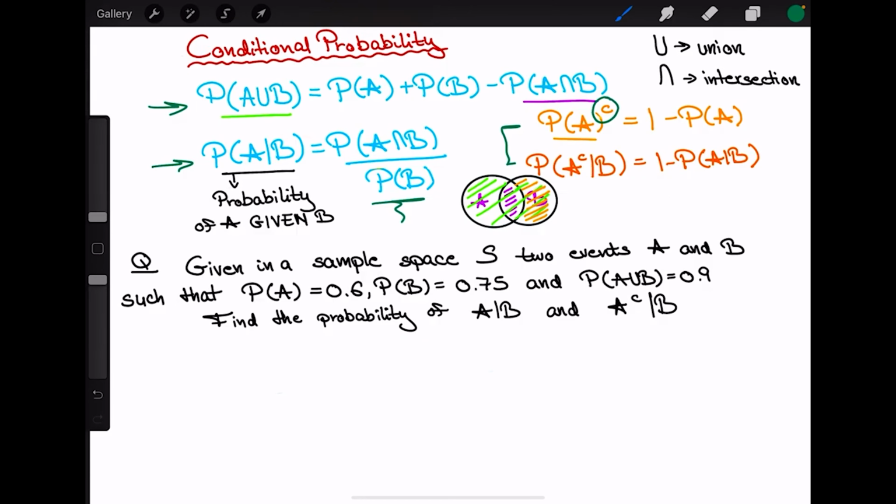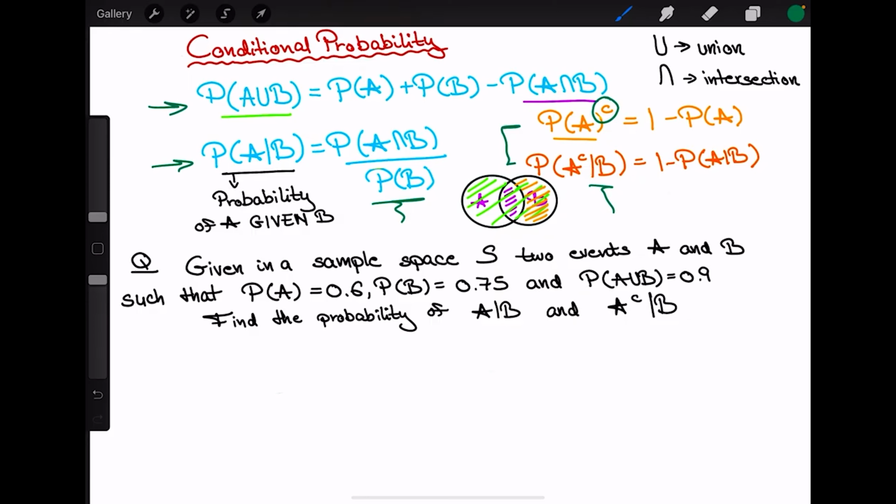This C right here represents not, essentially. So what's the probability of A not occurring? It's simply 1 minus the probability of A. Similarly, the probability of A not occurring given B is occurring is just 1 minus the probability of A given B. Now let's look at this question right here.